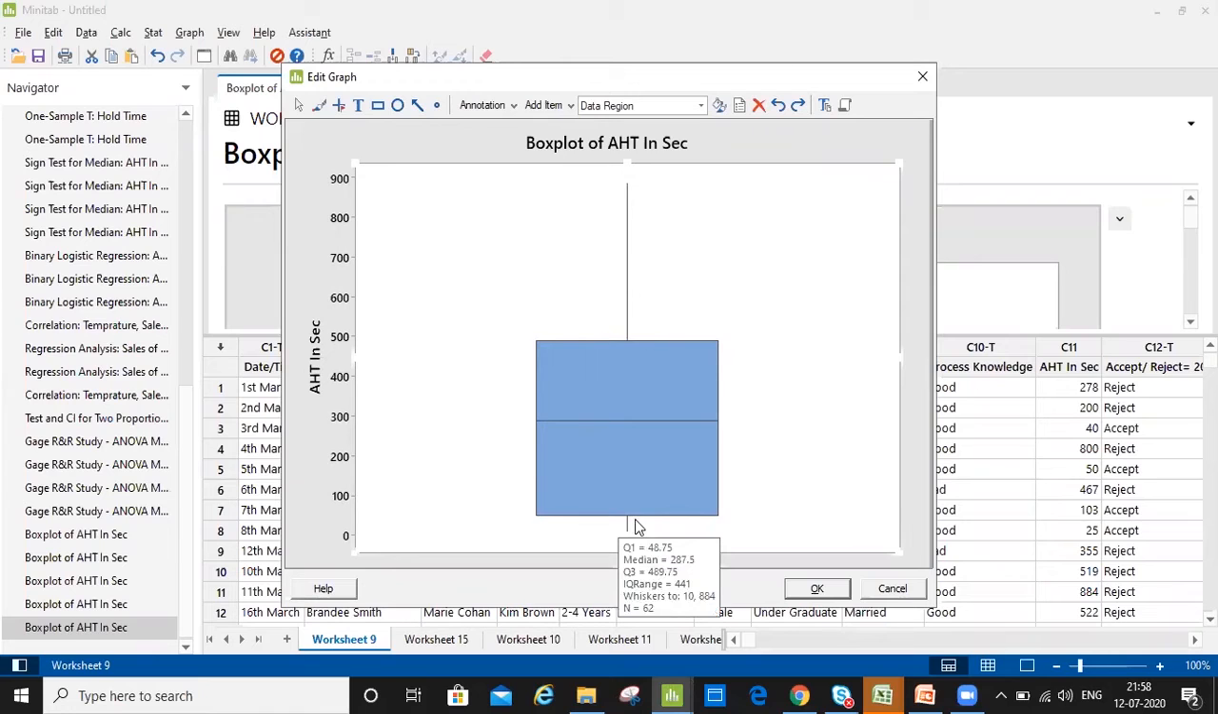Yep. The last thing which is called IQR. You can see IQR.